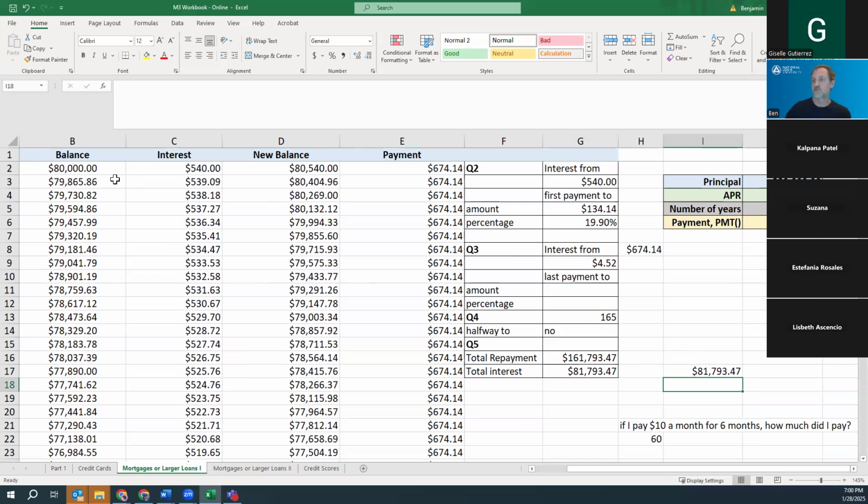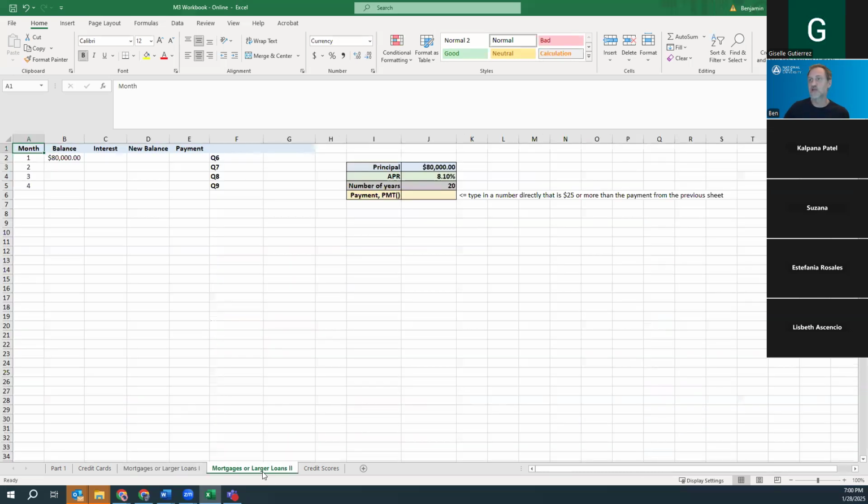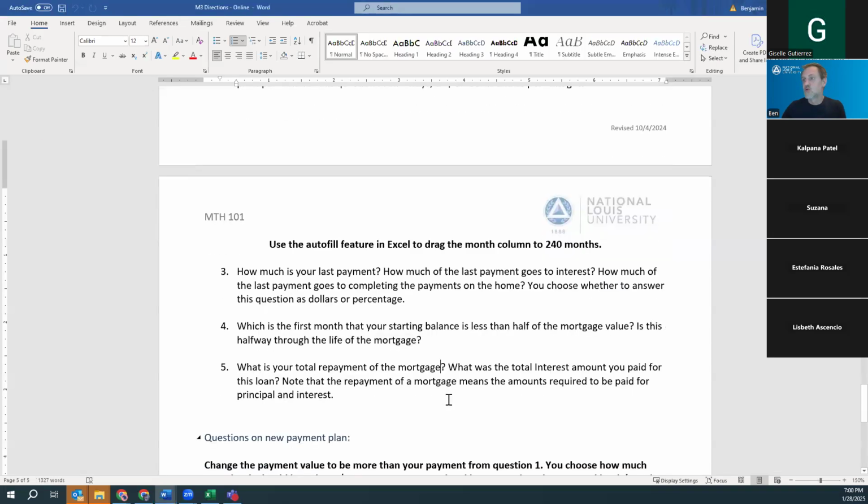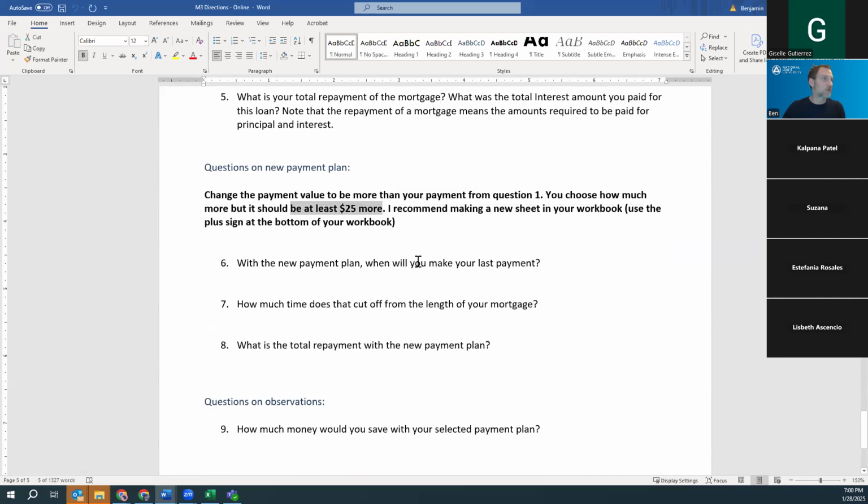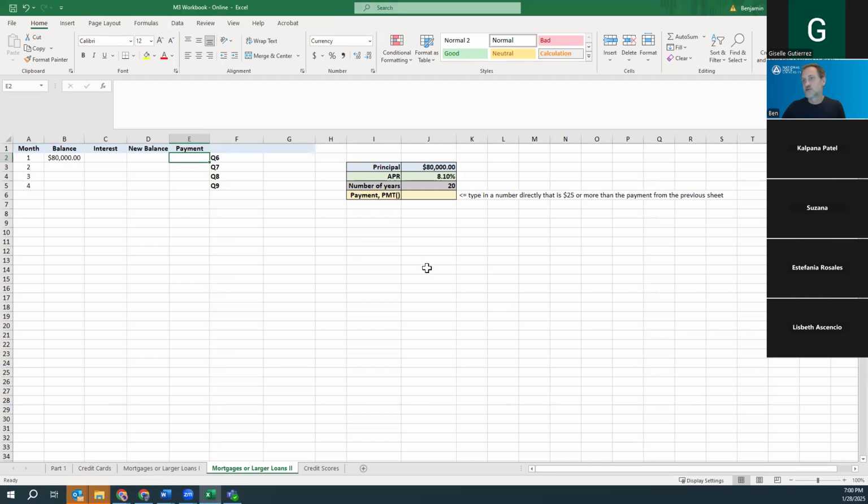So I do have to run off, but as you shift over here, you're going to do this table one more time, but you're going to change the payment and make the payment bigger. If you look at the instructions, it says you need to go at least $25 more. So if our original payment was $674, what's an example of an acceptable higher payment? Needs to be at least $25 more. 700. Perfect. You could do 710, you could do 705, you could do 750.